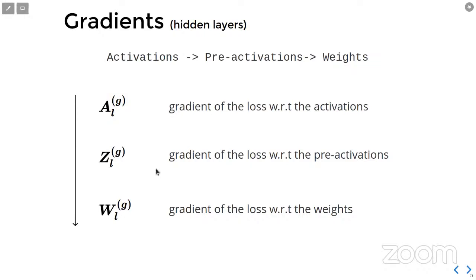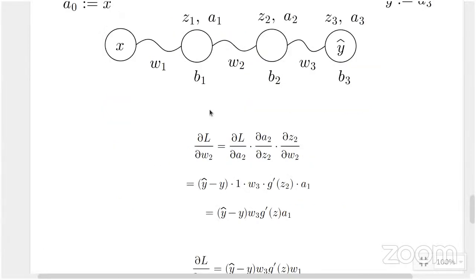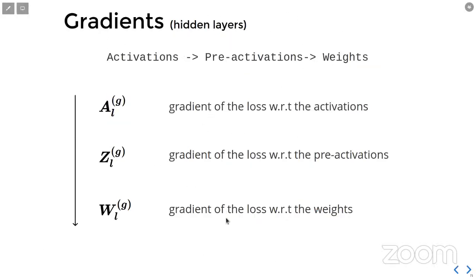Sorry, so basically what you're saying is that in each layer we are computing two sets of gradients: one with respect to the weight corresponding to that layer, and the other with respect to the activation output of the previous layer.